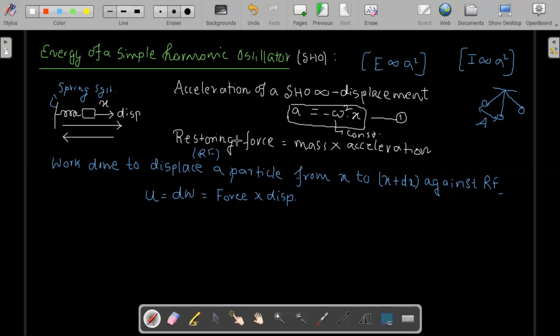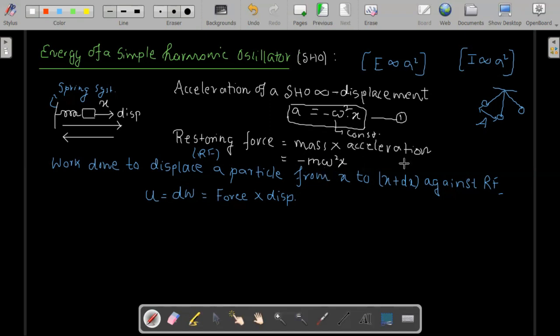Now, the restoring force, or any kind of force, is more or less mass into acceleration, and we have written restoring force as RF. On top, we have found our acceleration, that's minus omega square x. So let me write it down as minus m omega square x. That's our restoring force now.